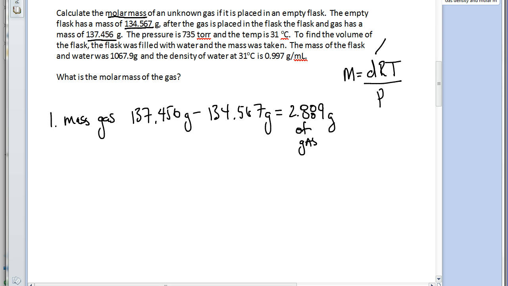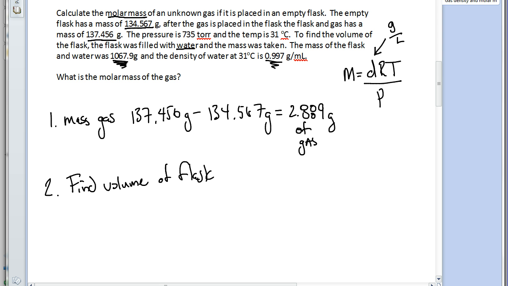Okay, so now we know how much gas we have, and that's important, because right here we need density, and remember density is grams per liter, so that's one piece of our density problem. Let's go ahead and find the volume of our flask. Now it says up here, I'm going to keep reading, to find the volume, the flask was filled with water and the mass was taken. The mass of the flask and water was 1,067.9 grams, and they give us the density of water of 0.997 grams per milliliter.